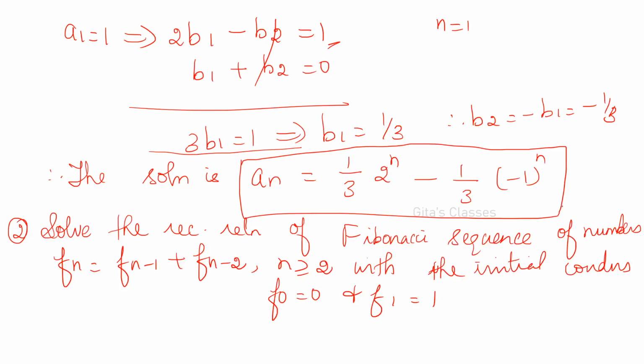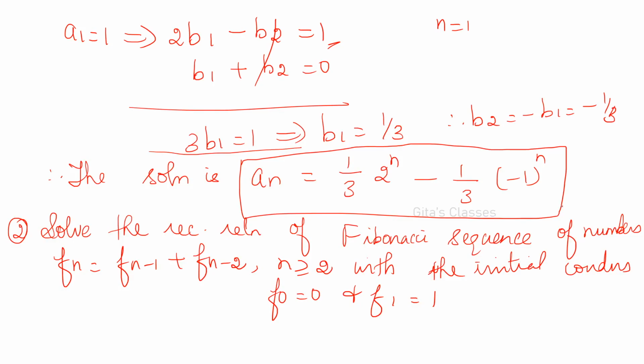And this recurrence is an important question. You can expect the Fibonacci sequence of numbers: solve the recurrence, write the recurrence relation for the Fibonacci sequence and solve it. This is a standard question. Fn is equal to Fn minus 1 plus Fn minus 2, where n is greater than or equal to 2.